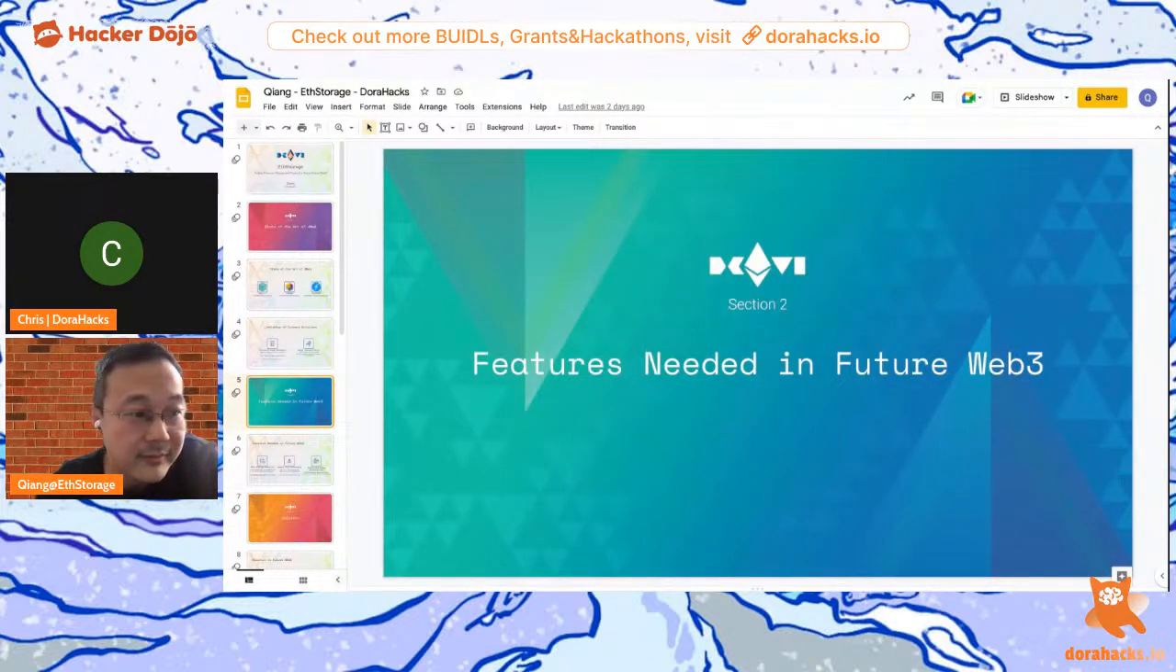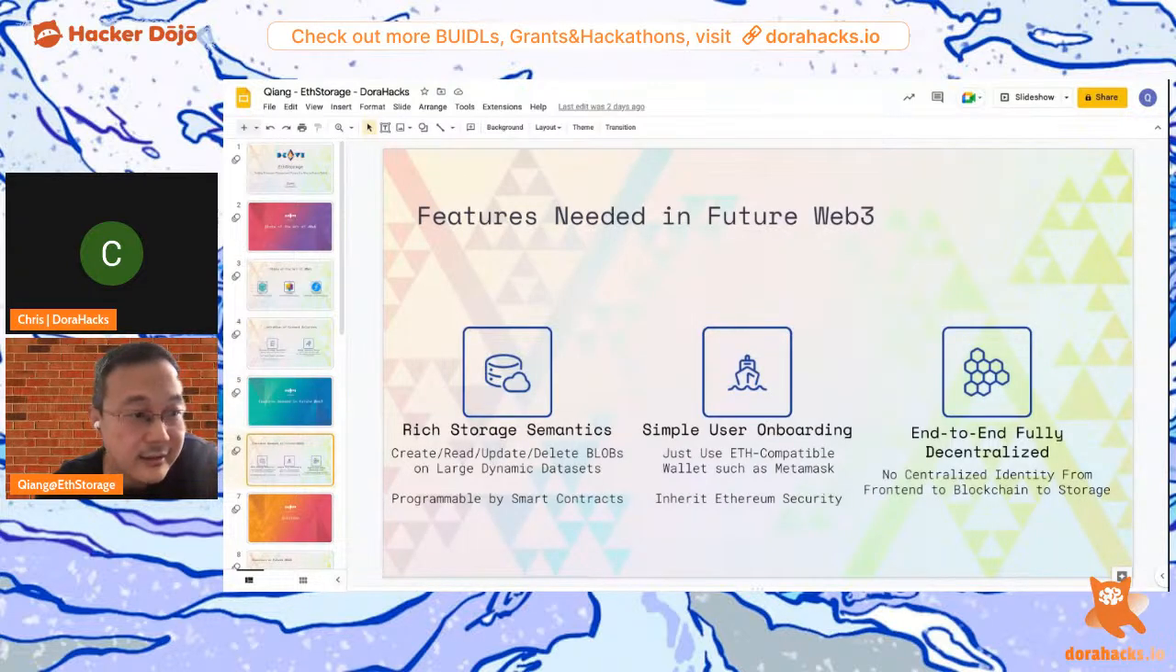So with these problems, we are projecting what features we need in the future Web3. So first, we need rich storage semantics in the decentralized storage, which can support creating, updating, and deleting blobs from a very large amount of data, potentially petabytes. Further, it can be programmable by smart contracts so that the stored data can be easily composed by smart contract code.